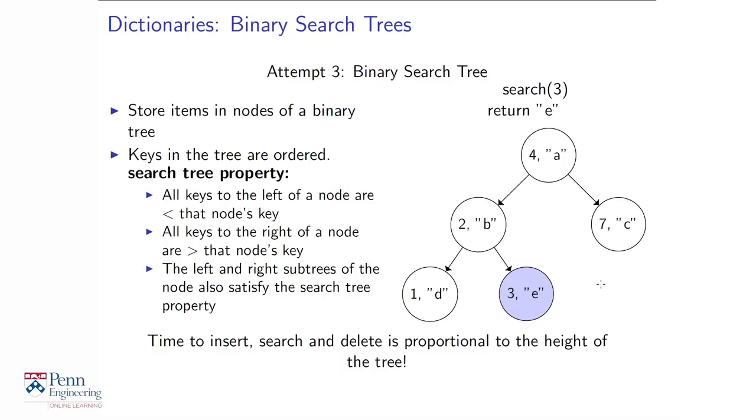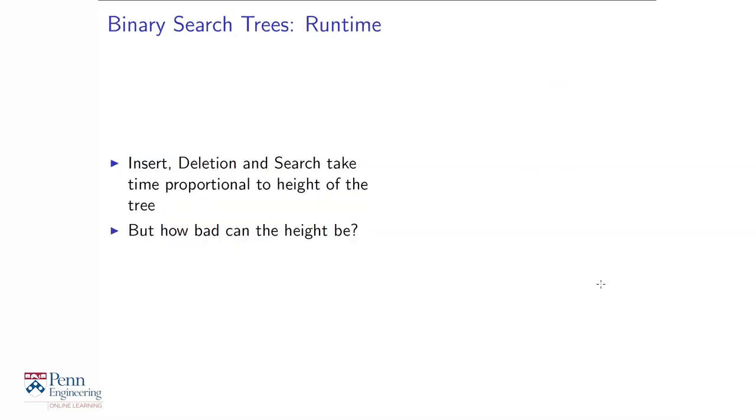When we look to the right, we find our key. So the time to insert, search, and delete in a binary search tree is again proportional to the height of the tree, because each of these operations involves starting at the root and taking a path down towards a leaf. How bad can the height of a binary search tree be?